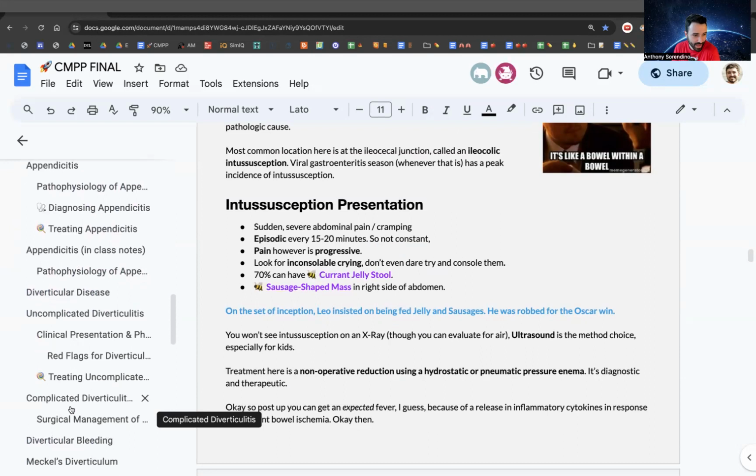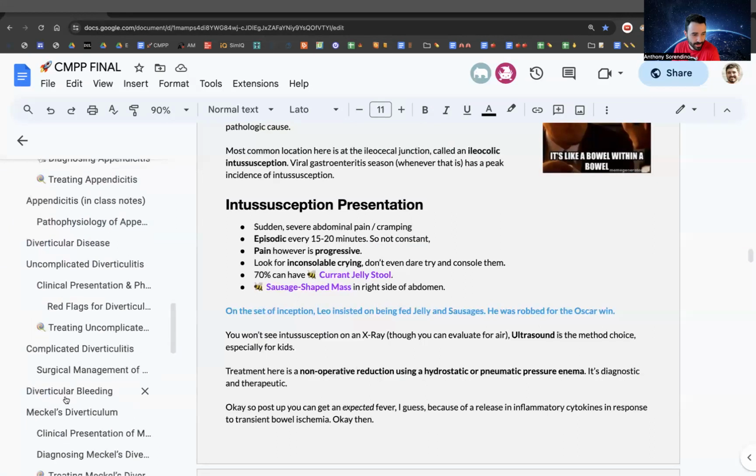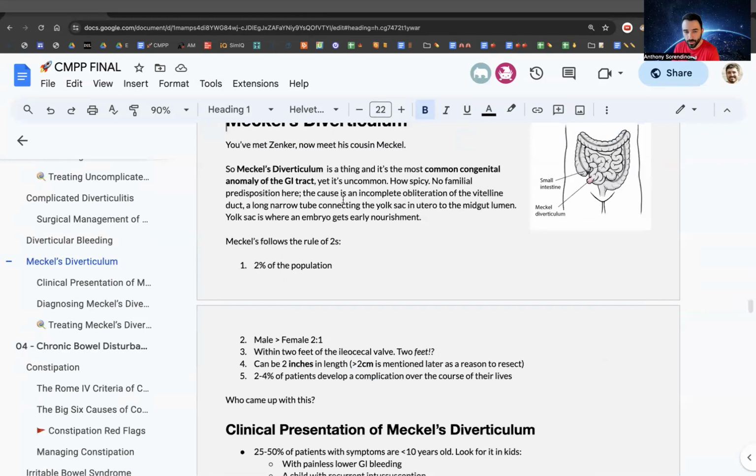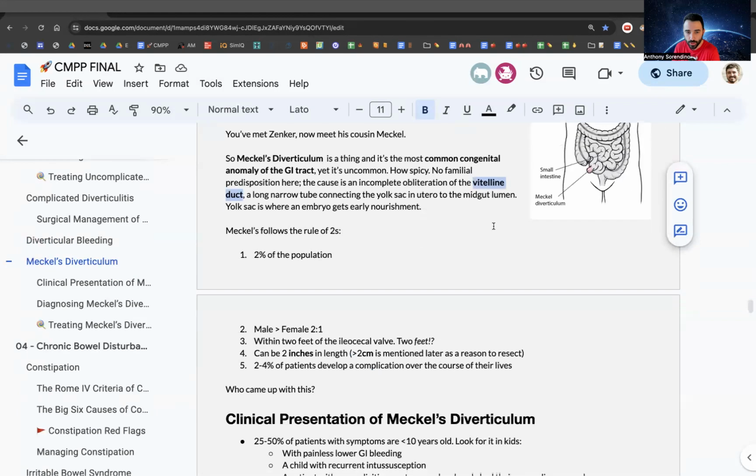All right, let's go back to Meckel's diverticulum. So why this actually happens is, again, it's congenital. It's the incomplete obliteration of something called the vitelline duct. This is a long, narrow tube connecting the yolk sac in utero to the midgut lumen. The yolk sac is where an embryo gets early nourishment.